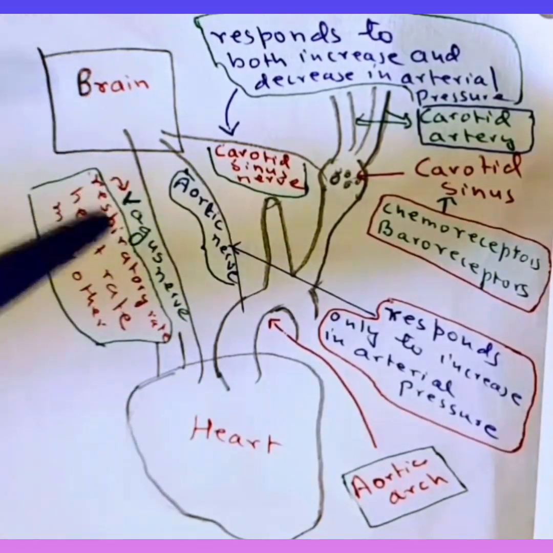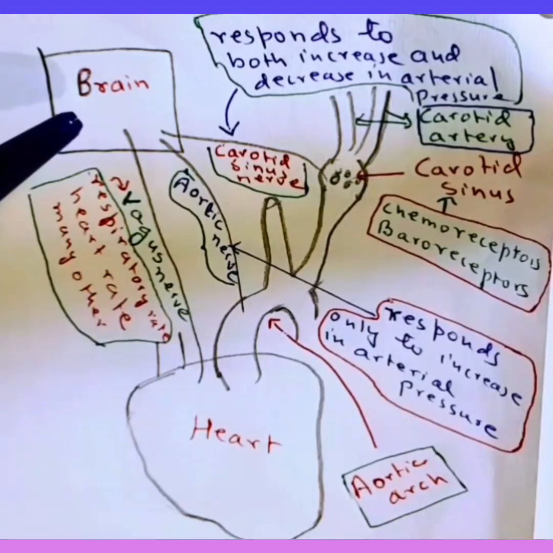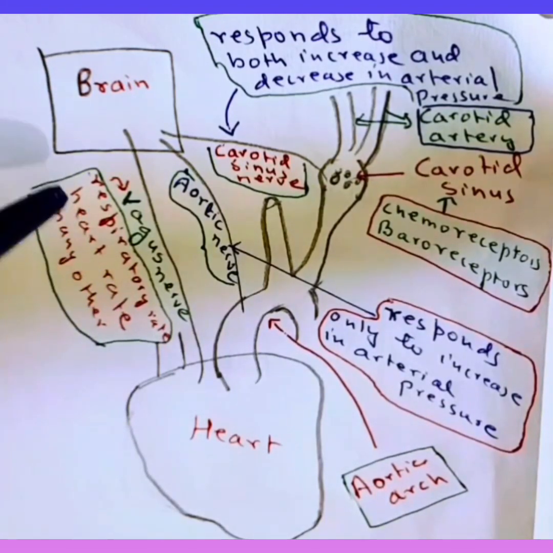Now the vagus nerve is responsible for what? It originates from the heart and goes to the brain, responsible for respiratory rate, heart rate, and many other functions. We saw significant nerves: the aortic nerve and the carotid sinus nerve. These two nerves were responsible for increasing or decreasing blood pressure. And then we saw the vagus nerve, which was responsible for the respiratory system, increasing or decreasing the process of respiration.